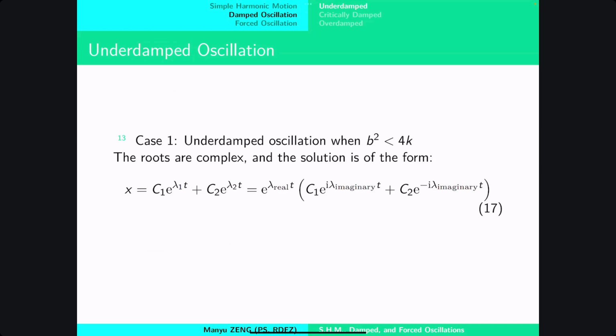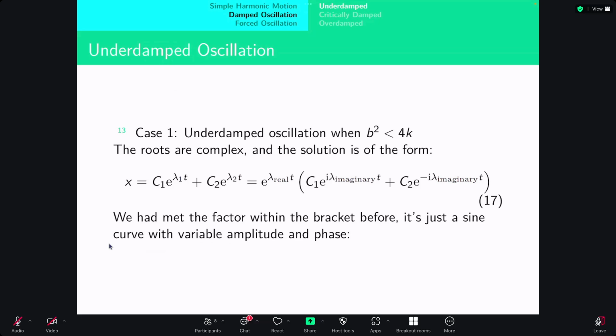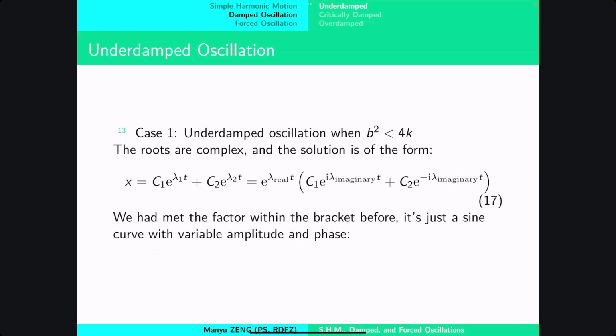And in the bracket, there are arbitrary constants. We have met the factor within the bracket before. If you remember the simple harmonic motion before, it is c1 e to the power of i something plus c2 e to the power of negative i something. This something is equal, and the arbitrary constants are in the right place. So it is the same in the bracket. It is a simple harmonic motion equation.